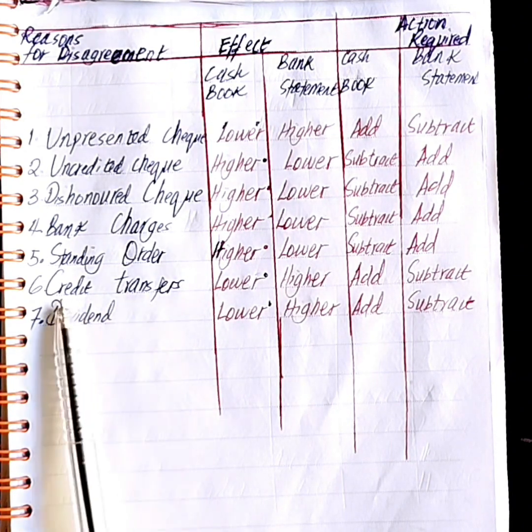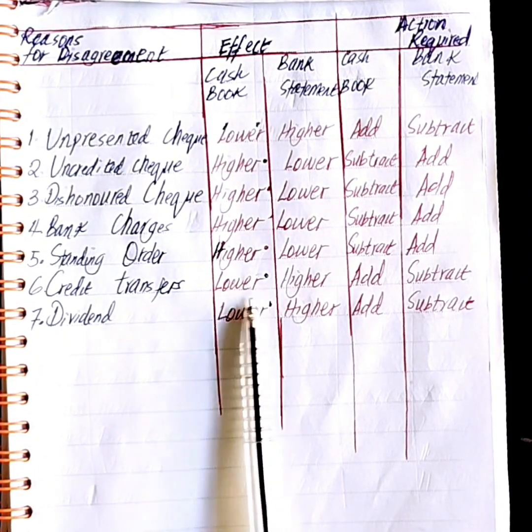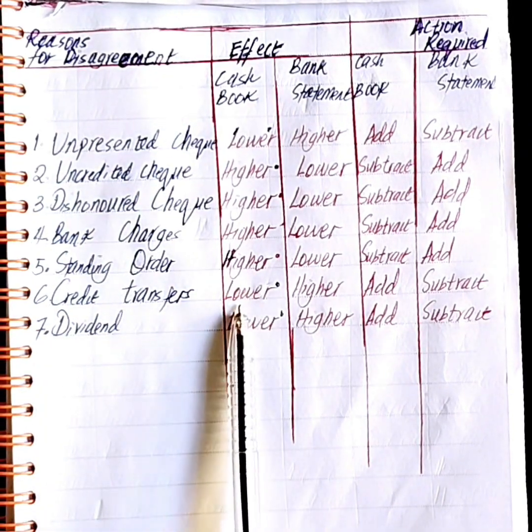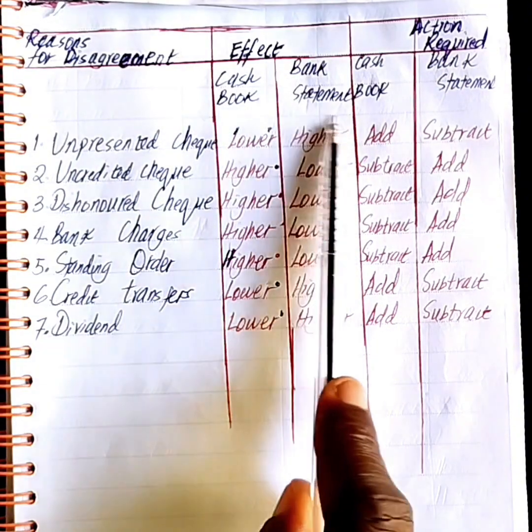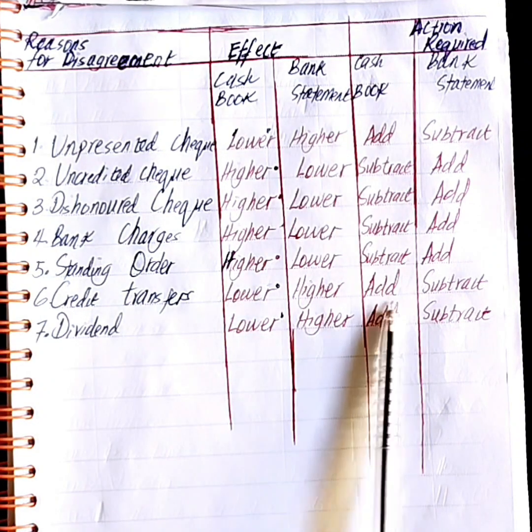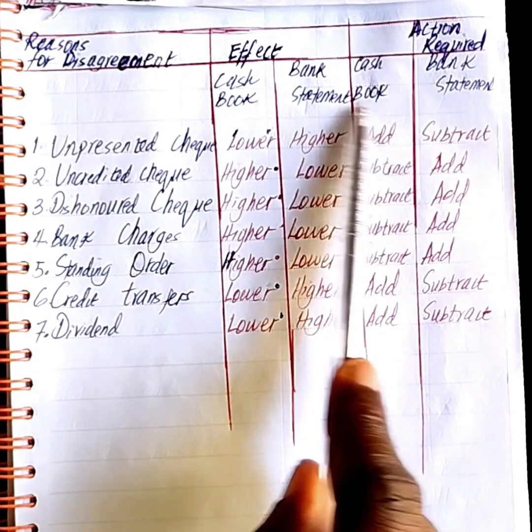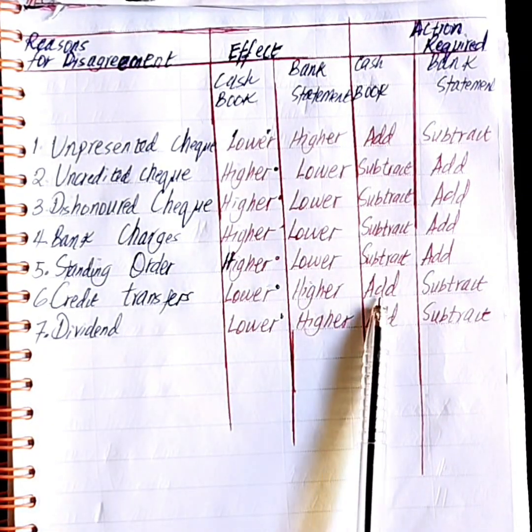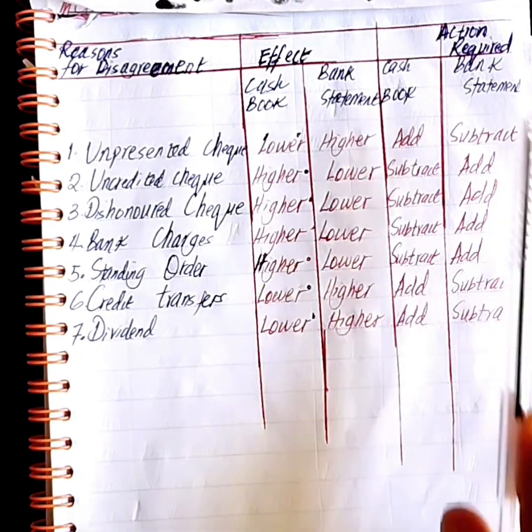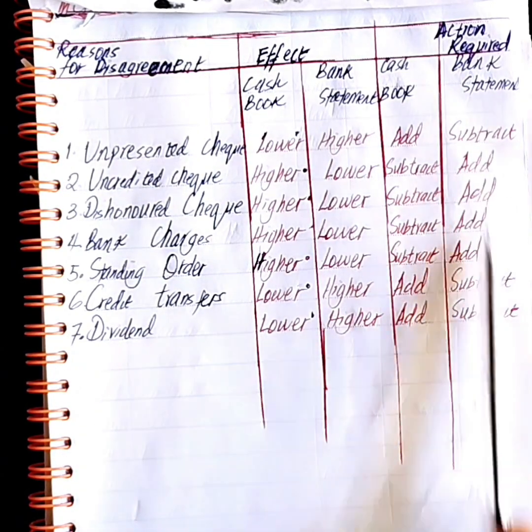Credit transfers. This is a situation whereby someone pays into your account without you being aware of it. Because you're not aware of it, it is not recorded in the cash book. So what happens? The cash book will show a lower balance. The bank account will show a higher balance. So in order for you to reconcile the cash book and the bank account, what happens? If you are starting with the cash book, that is the balance as per cash book, add credit transfer to it. Then, if you are starting with balance as per bank statement, subtract credit transfer from it.